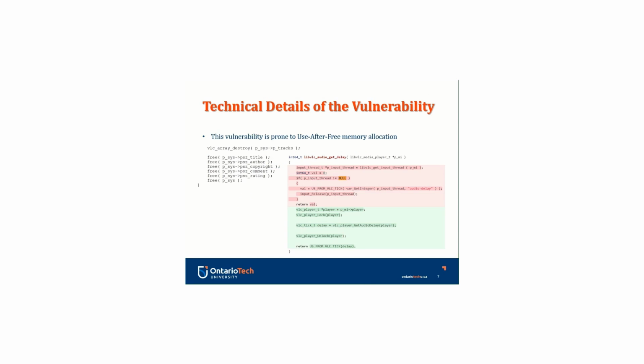This vulnerability is prone to a use after free memory allocation. This is a memory corruption flaw that is triggered when a program references memory that has been freed. This can cause a program to crash, use unexpected values, or even execute arbitrary code. A hacker can potentially leverage this vulnerability to execute shell code or even achieve remote execution capability.